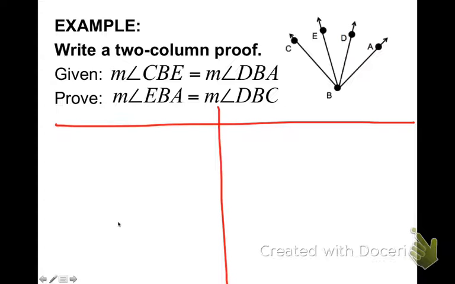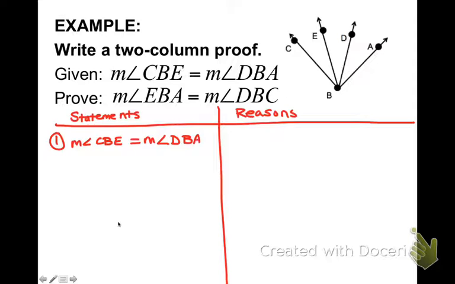Statements on the left. Reasons on the right. For any proof, we should always start with what? Given. The given. So line 1, we have the measure of angle CBE equals the measure of angle DBA. Given.